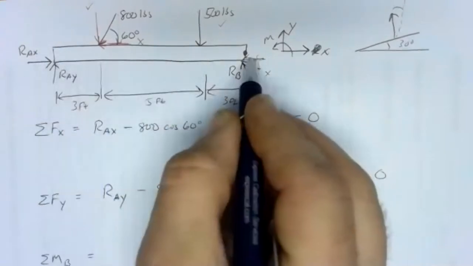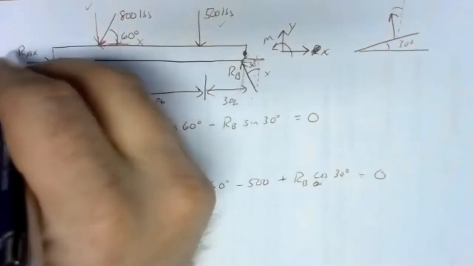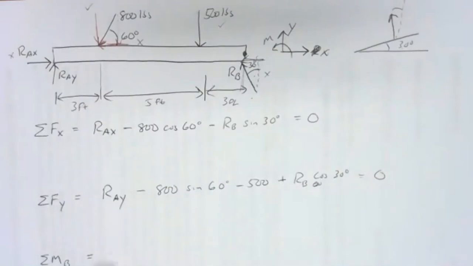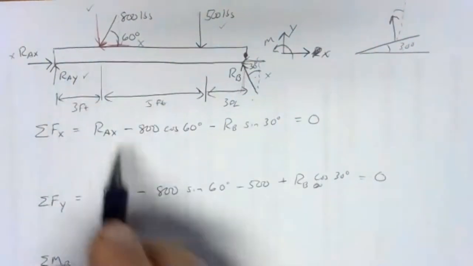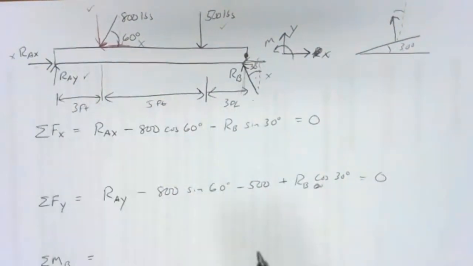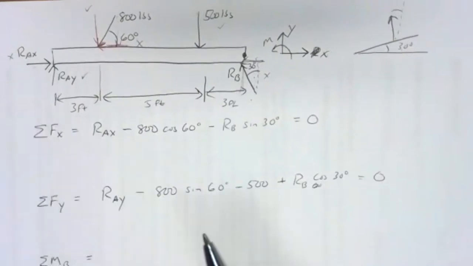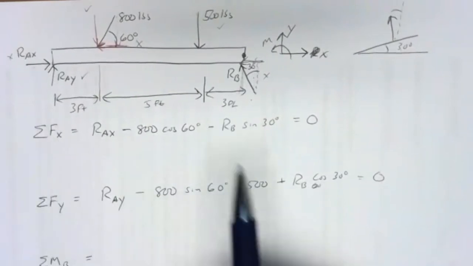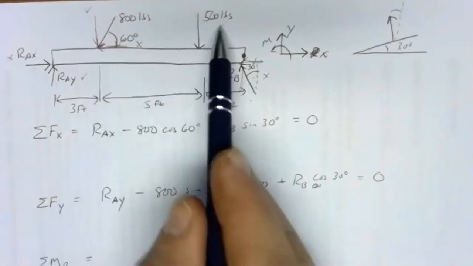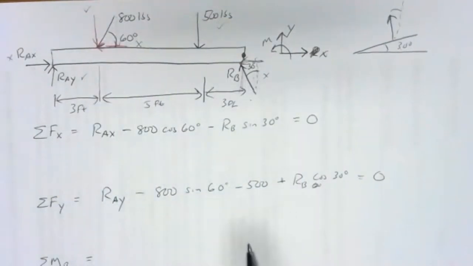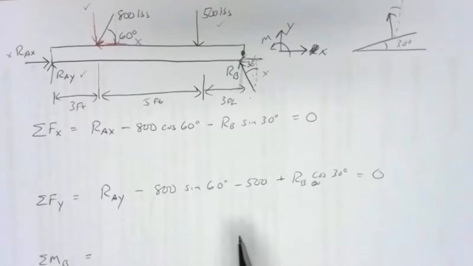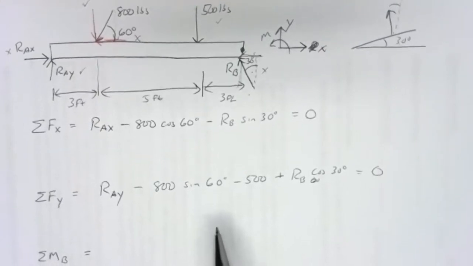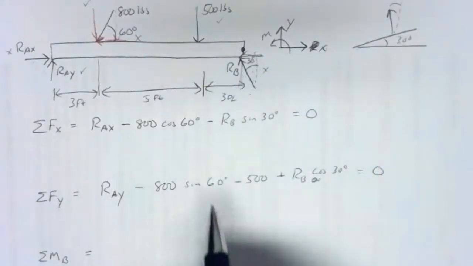RAX, its line of action goes through the pivot point, so it's out. But RAY has an arm of 11 feet, so it's definitely going to have a moment. So we've got 3 forces that will generate moments around point B. So let's get them into the equation here.